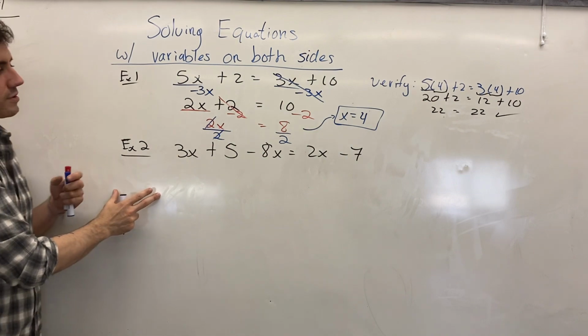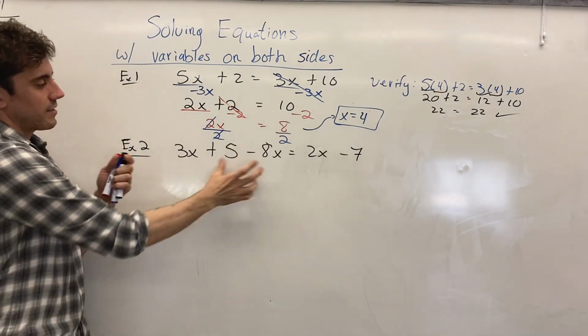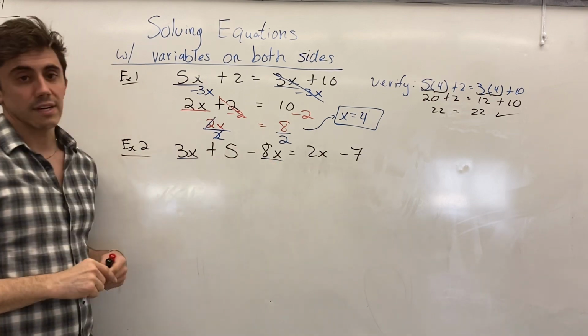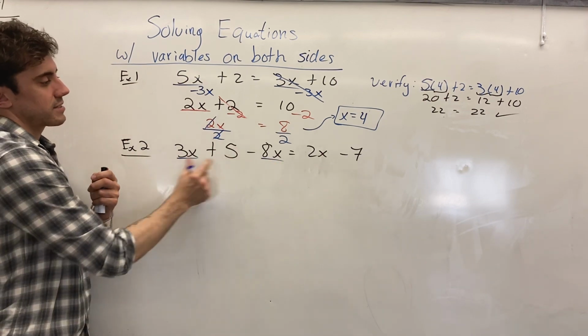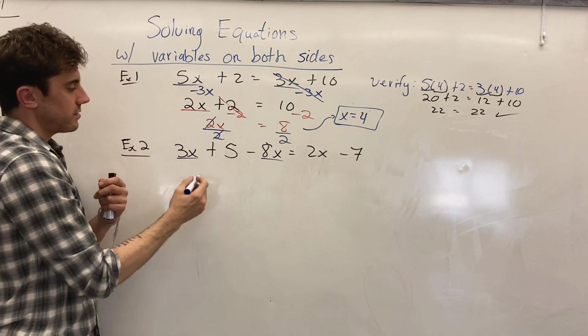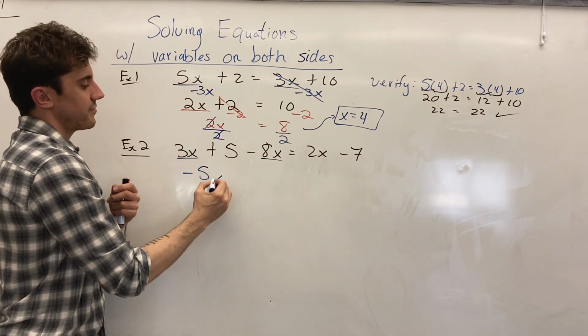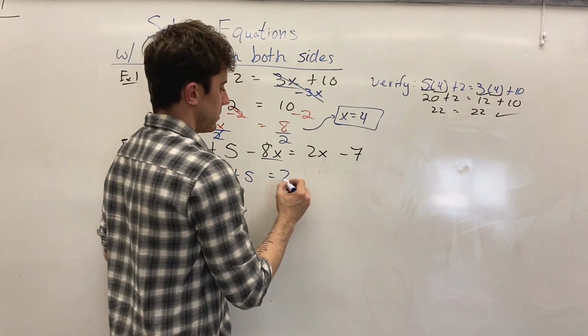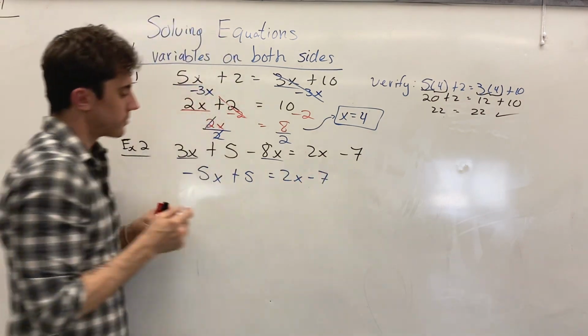For example 2, let's start off with simplifying the left side, and so we're going to combine our like terms, as you've no doubt seen already. 3x minus 8x on the same side is going to leave us with negative 5x, and now we still have the plus 5, equals the other side of 2x minus 7.